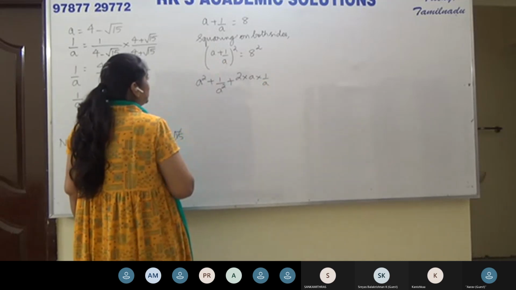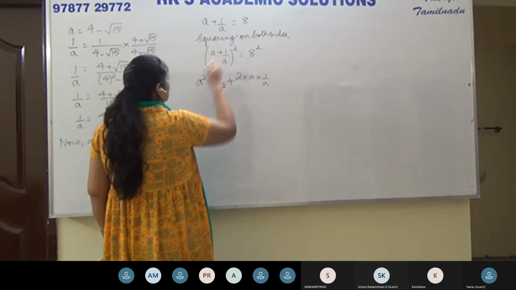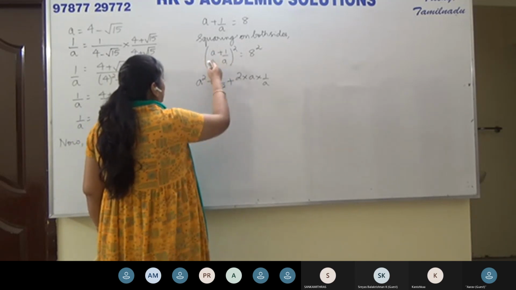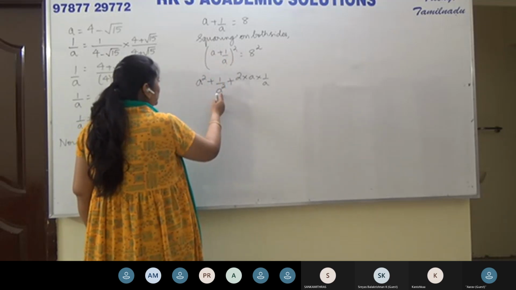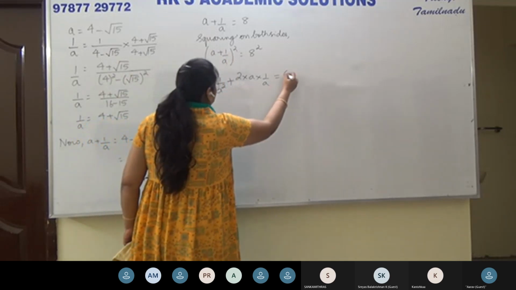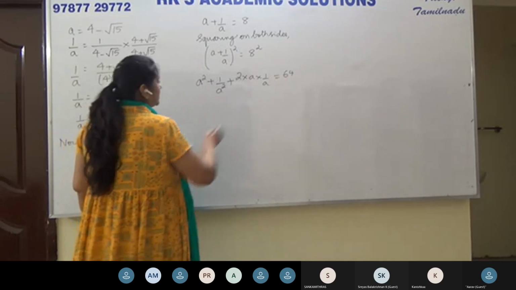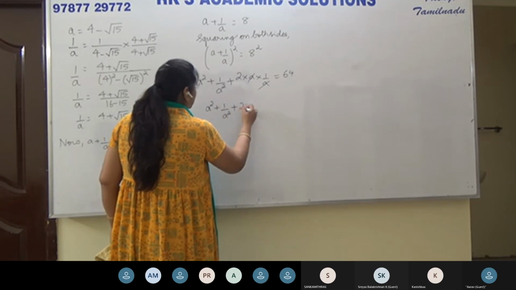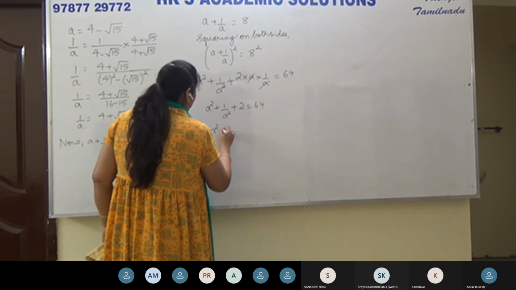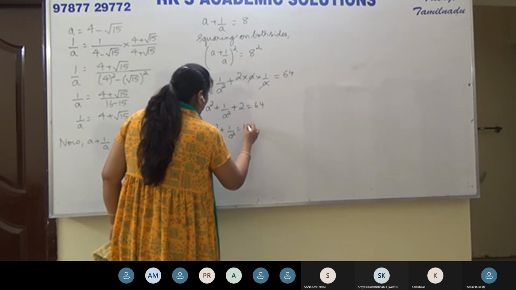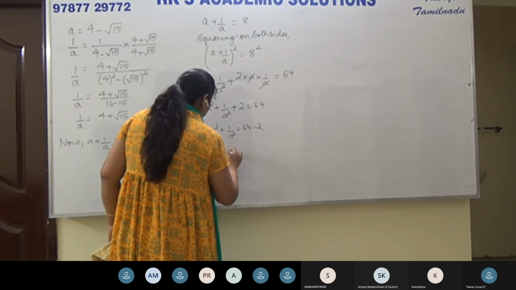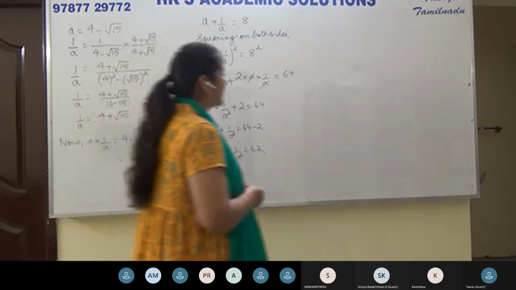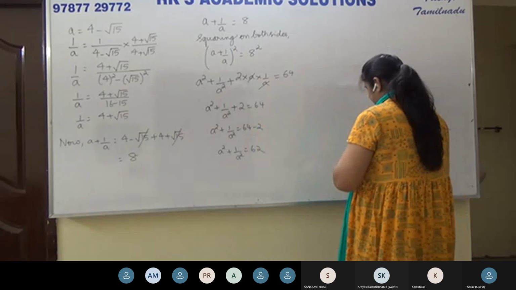Since we have a, I'm using x and y. I don't want to read this as a plus b, the whole square. Since we have a already here, I'm reading this as x plus y, the whole square. X plus y, the whole square is x square plus y square plus 2xy, is equal to 64. Now a gets cancelled and we get a square plus 1 by a square plus 2 is equal to 64. So a square plus 1 by a square is equal to 64 minus 2. A square plus 1 by a square is 62. You can do it like this, or you can directly write the identity and substitute.